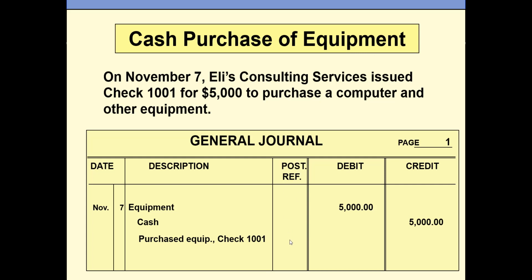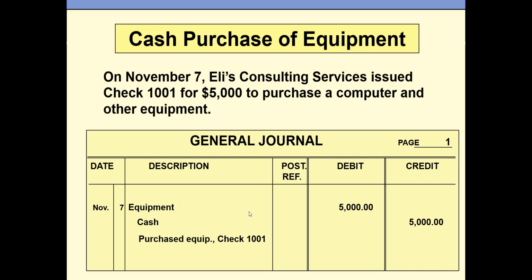This post reference column is for a later step where we post to the general ledger. But quickly, I will let you know, once you've posted it to the general ledger, you put the account number in there. So we went over the chart of accounts in a previous chapter where we gave each account a number. And the number for equipment is what we would put here once we have posted this to our general ledger. That is a later topic here, but journaling is, again, the heart of accounting.